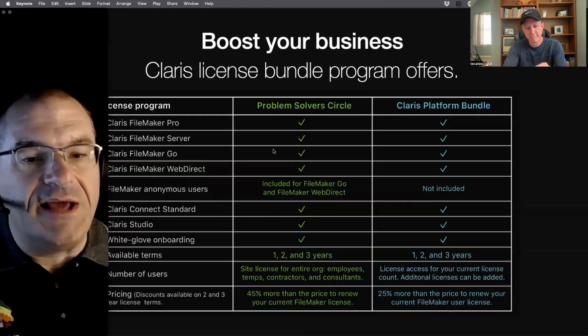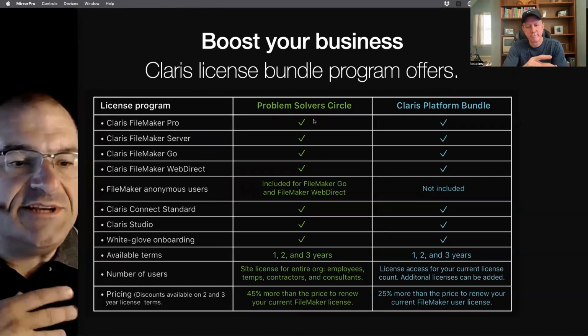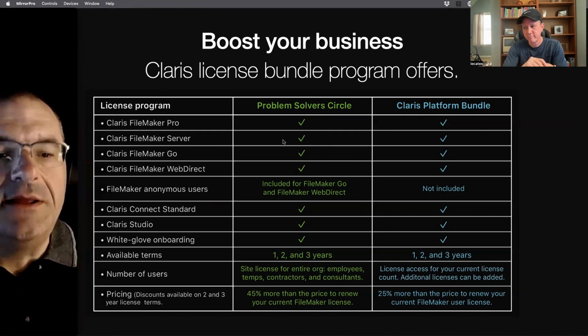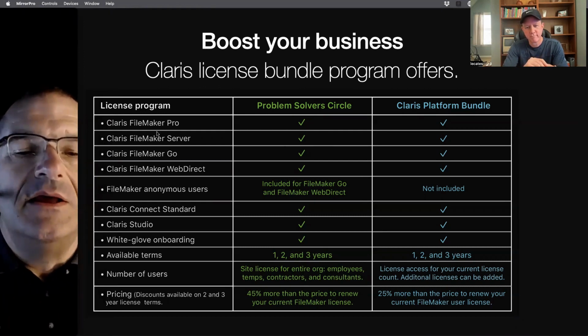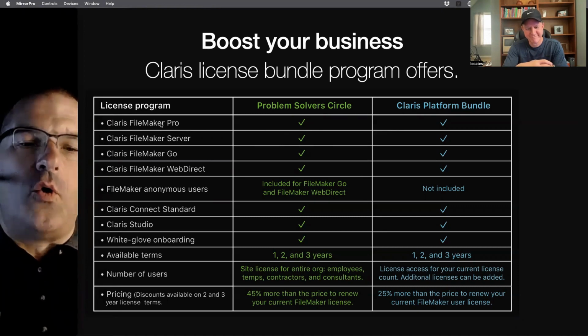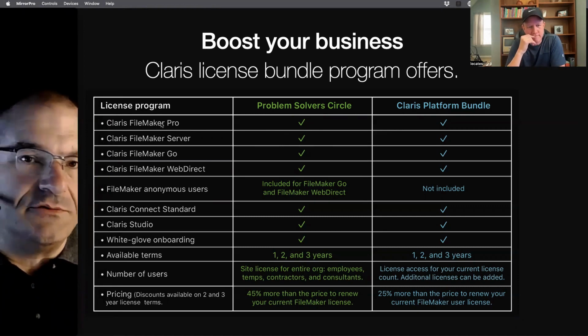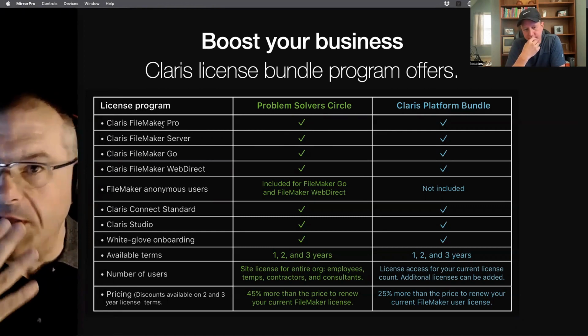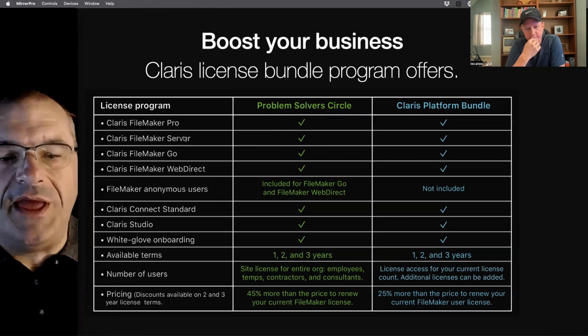In fact, if I go to the next slide, and I get my face out of the way, you can see that this is a Claris slide, and they made some improvements to this slide after last time, which was great. But all these, the core products that we all know and love, Pro, Go, Server, and maybe you're using FileMaker Cloud too. And then it comes with WebDirect. These are the core products that we have.